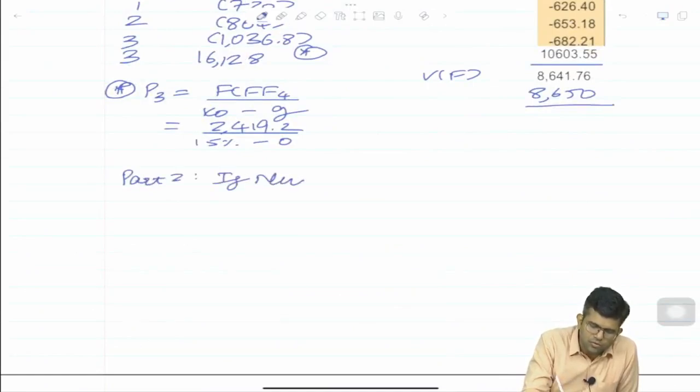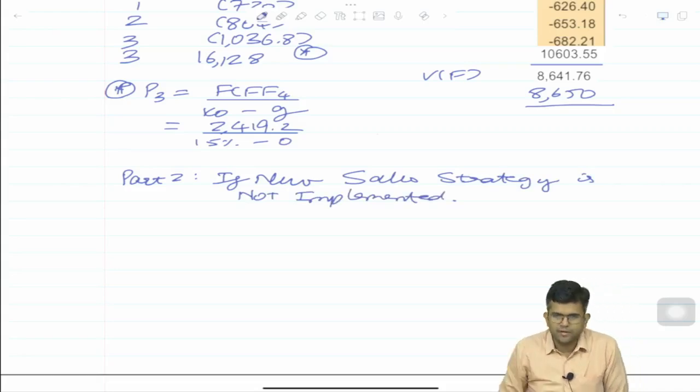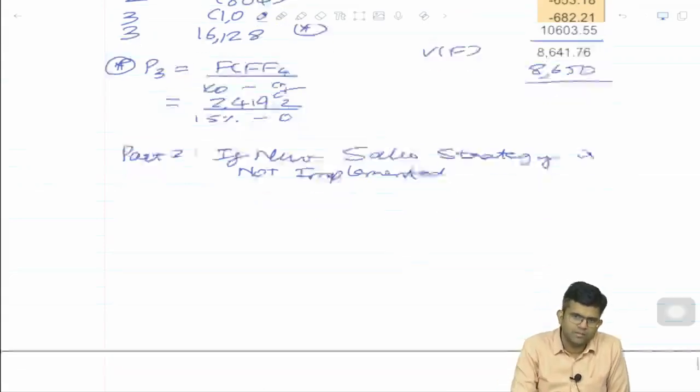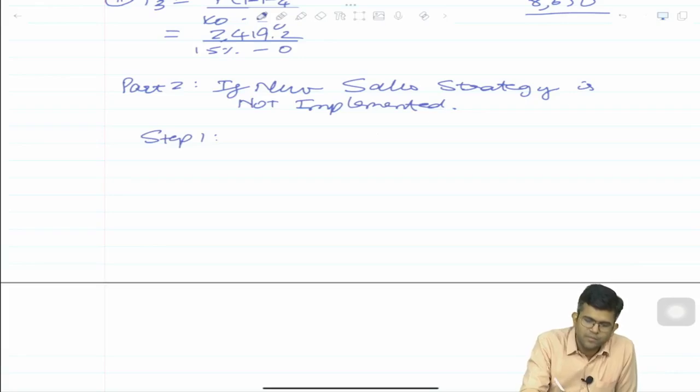If new sales strategy is not implemented. Step 1, calculation of FCFF.